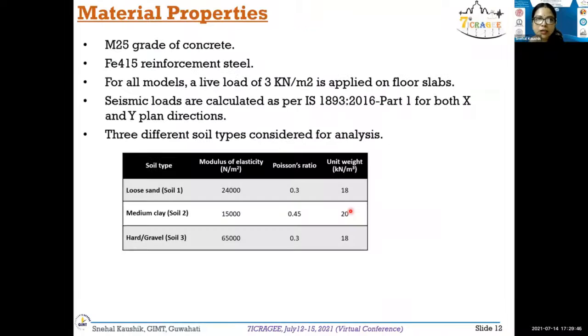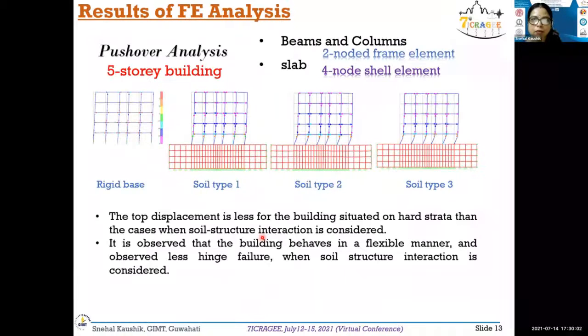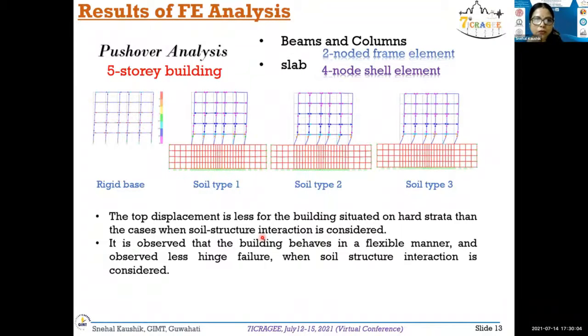Now this was the input for the material we have given, and we have chosen three different types of soil with different modulus of elasticity, and these properties have been applied in the SAP model. So these are the results for the finite element analysis for the five-story building. This is for the fixed base, and these are for three different types of soil.